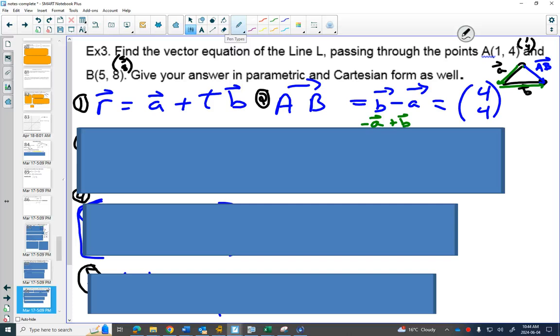And your direction vector can be anything parallel to that. So you could decide to write (4, 4). If you wanted to, you could reduce that to (1, 1). If you wanted to be annoying, you could make it (pi, pi), or (e, e). I don't know why you would want to do that, but you could.